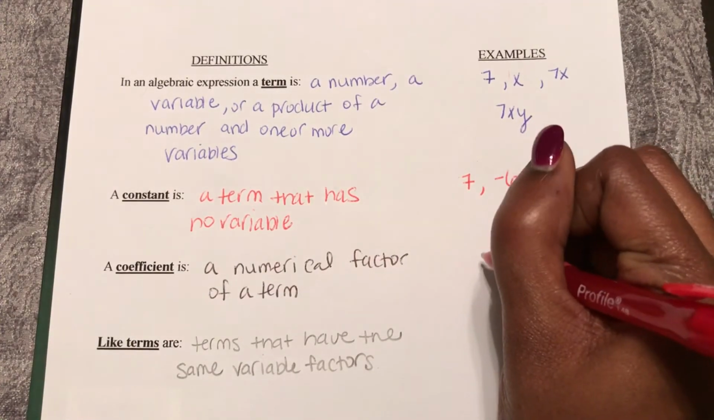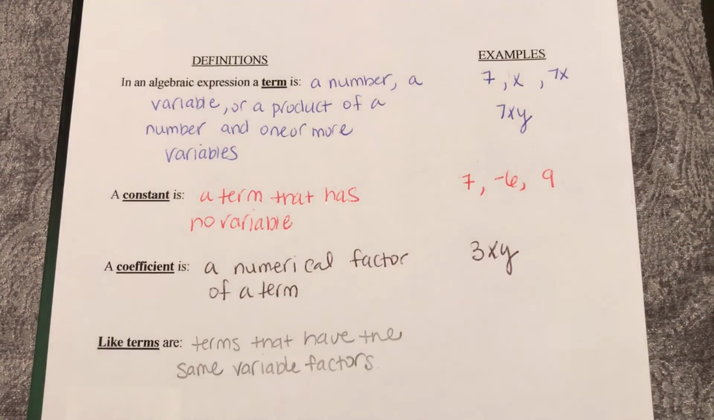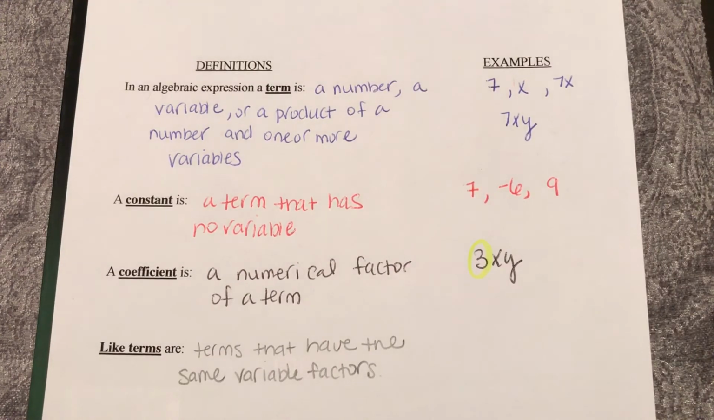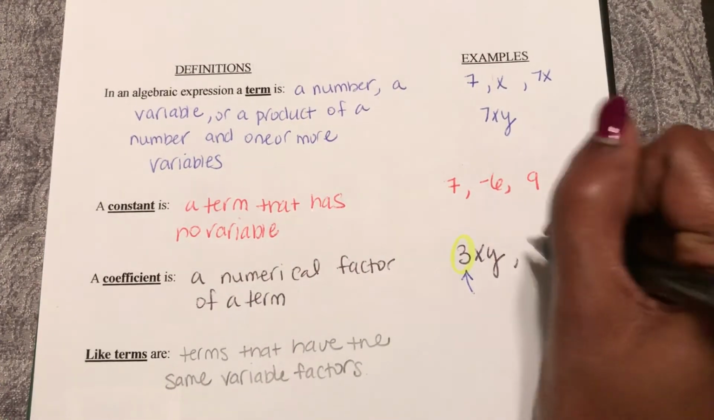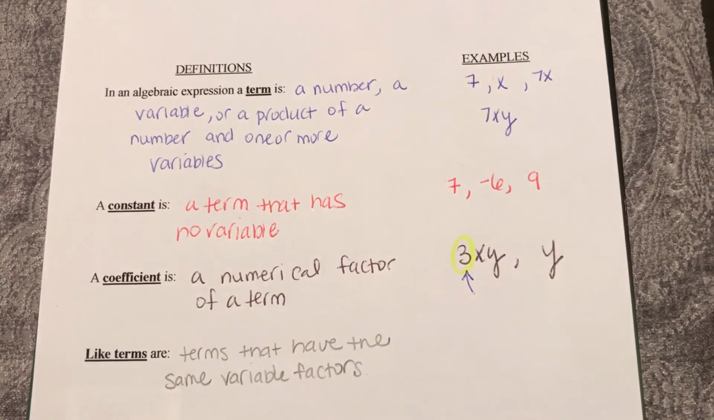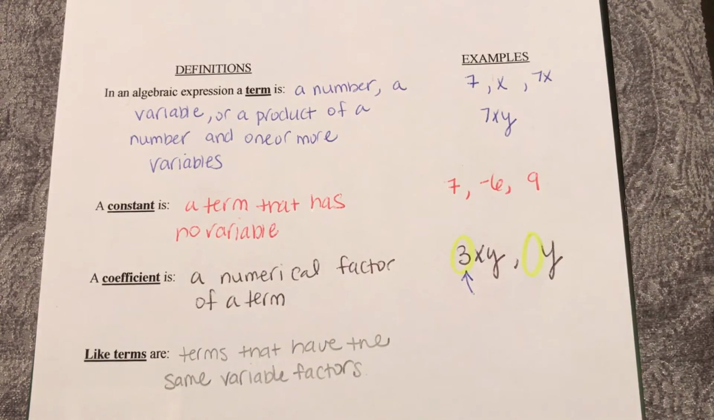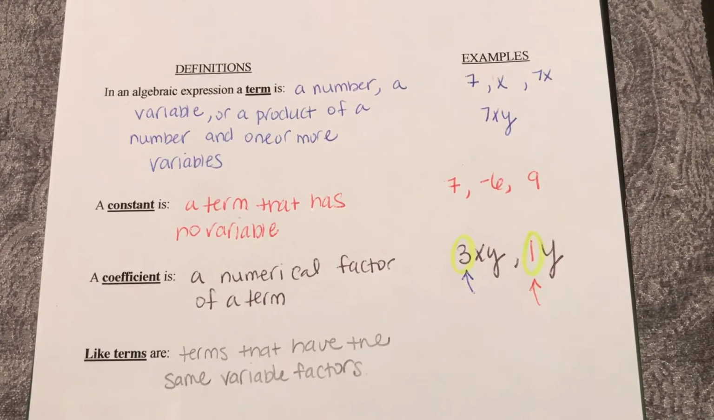So let me see, if I have something like 3xy, then the 3 would be my coefficient for that term, the numerical part of that term. Or I might have, let's say, y, right? The coefficient in front of y is a 1 that's not written there. So sometimes it's not always obvious what your coefficient is.